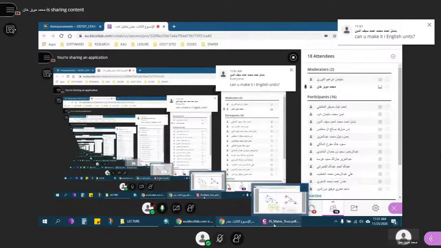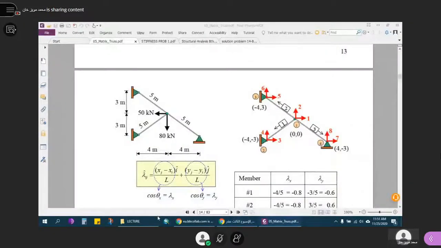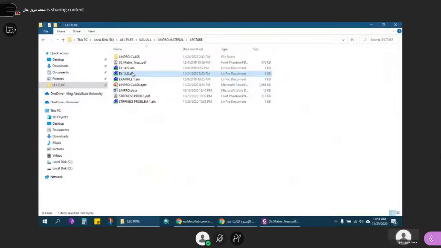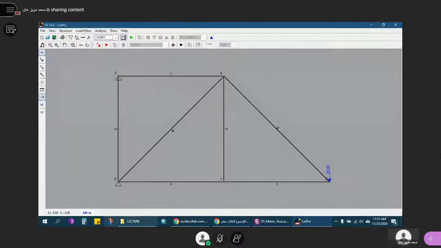The units are in English already. In LinPro it is kilonewton meter. As you can see here, the units are not in pounds and feet. The units you can see here are kilonewton meter, kilonewton centimeter, newton meter, newton centimeter. They are already in SI units. They are not in pounds and feet, so it's no problem.